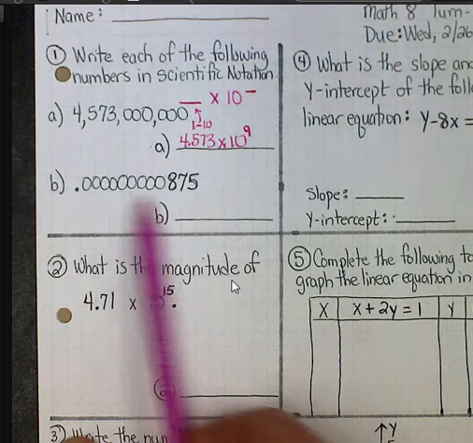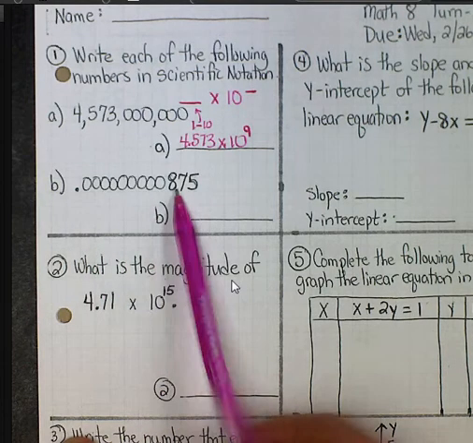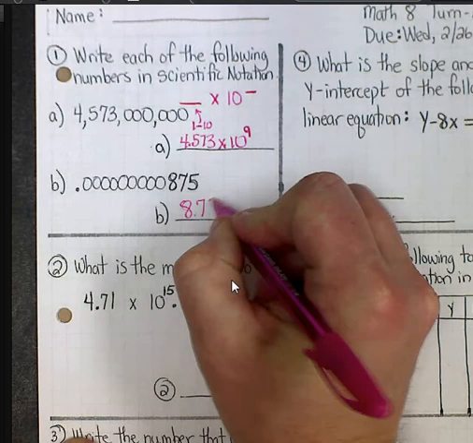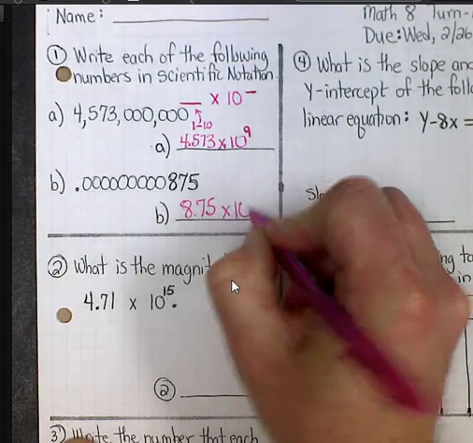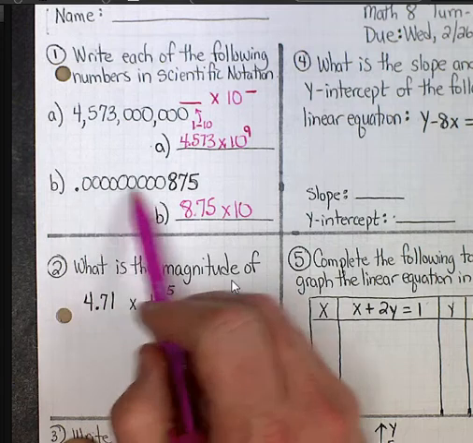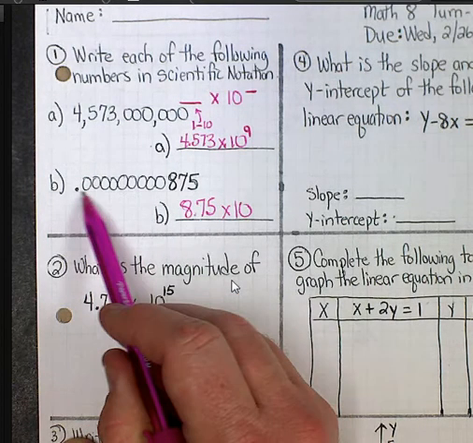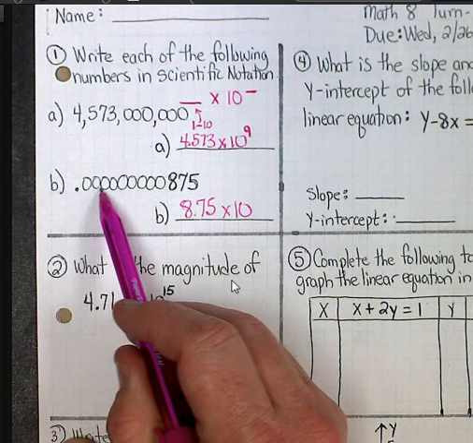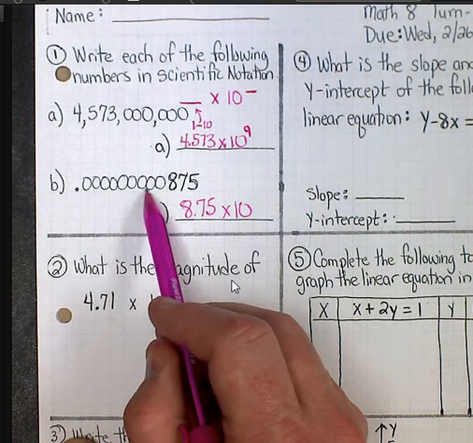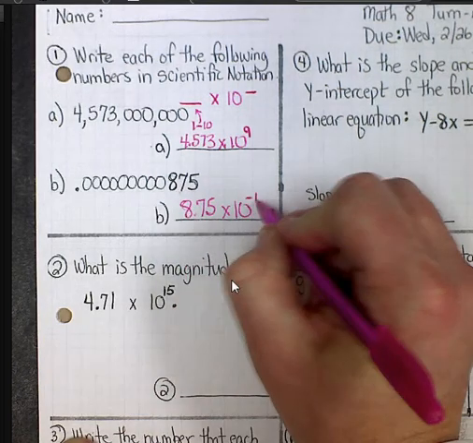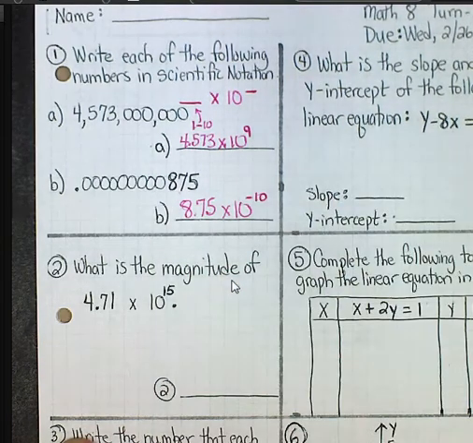Same thing here. We're going to move the decimal point over in this direction this time to get a number between 1 and 10, and that's 8.75 times 10. When I make a smaller number into a bigger number, the exponent is going to be negative. So how many decimal places? 1, 2, 3, 4, 5, 6, 7, 8, 9, 10. So the magnitude here would be to the negative 10th power.